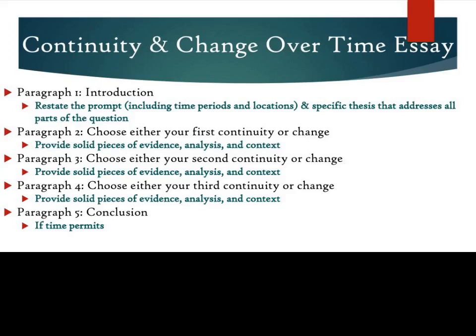Okay, and here we've come to the end: the continuity and change over time formula. We've gone over this before. I know you guys are familiar with it, but stick to this formula. You can't go wrong. First you need an introduction. In your introduction, you restate the prompt, and of course you need to include the time period and the location. I'm going to tell you right now, if you restate the prompt verbatim, and then of course you pick the specific location out of the 2 or 3 that you get to choose from, you're spot on. That's awesome. And of course, you have to have a specific thesis that addresses all parts of the question. So you need to include continuities and changes. You can't just include one or the other, and you can't just say there were more of one than the other. You have to say what exactly those continuities and changes are.